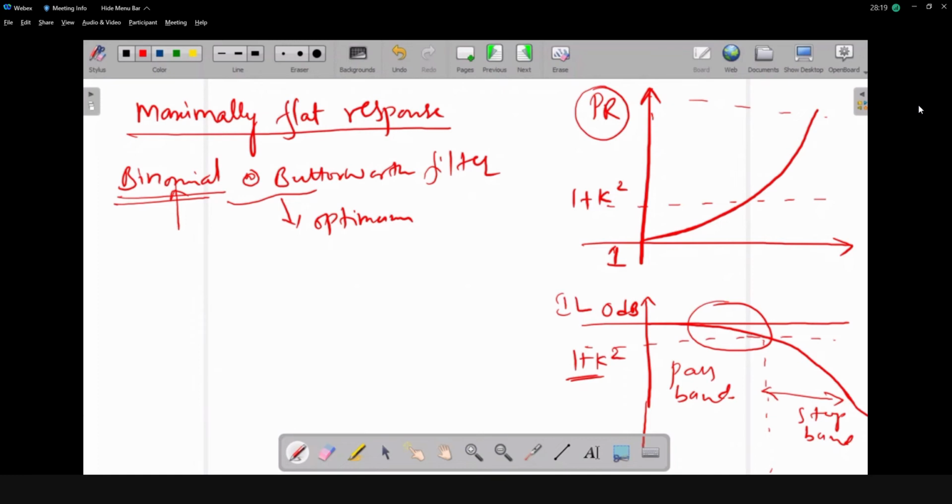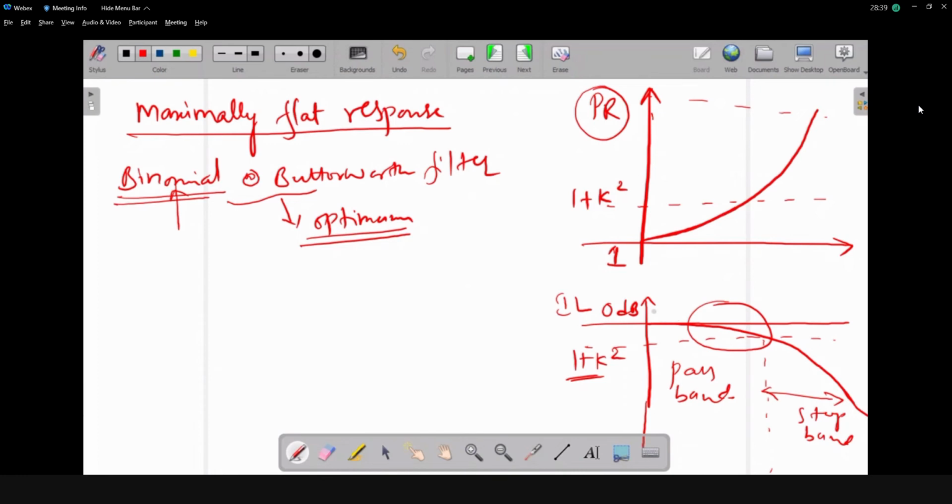The flatness is in the pass band. We are going to get the maximum flatness. So that's why it is also called an optimum filter. Okay.